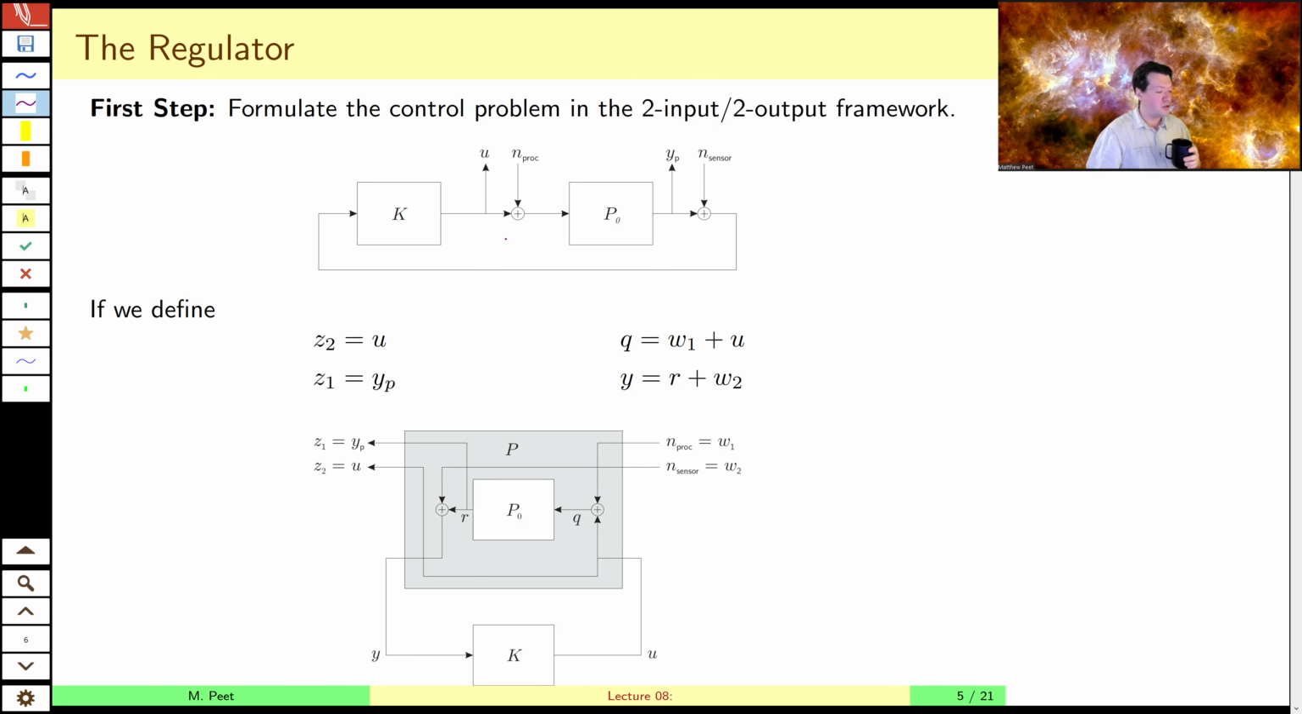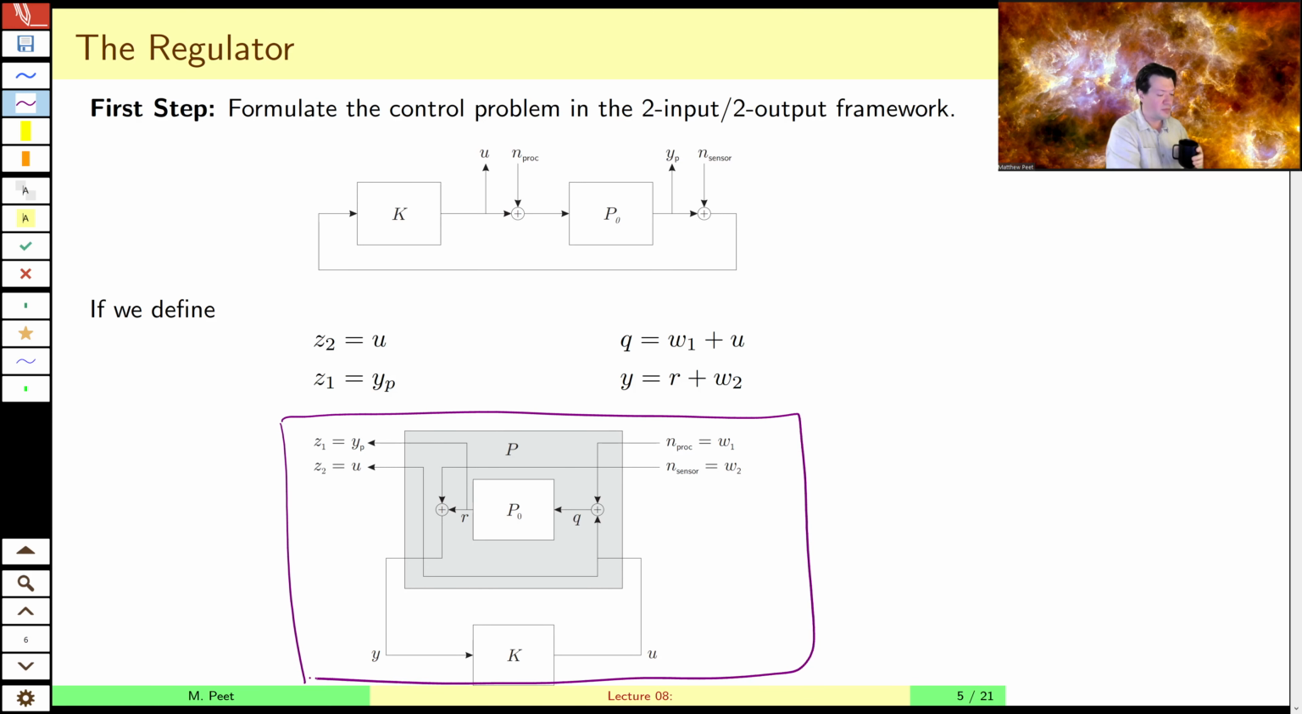So that's our goal. Our goal is to take an actual control problem in step 1 and write it in this feedback interconnection formulation.